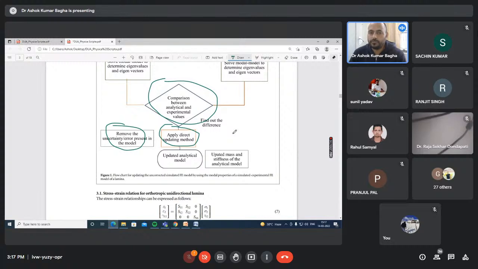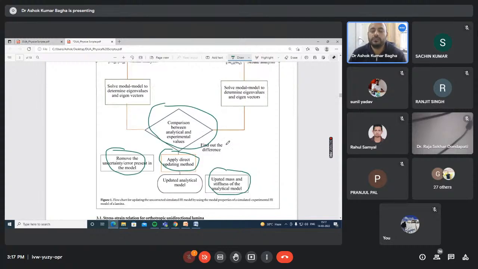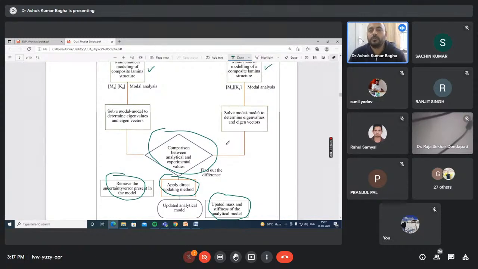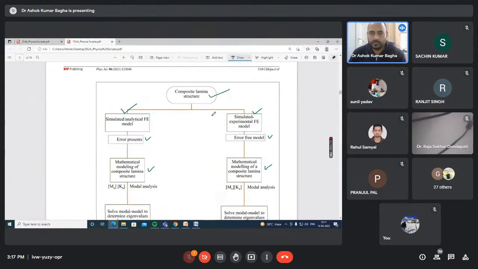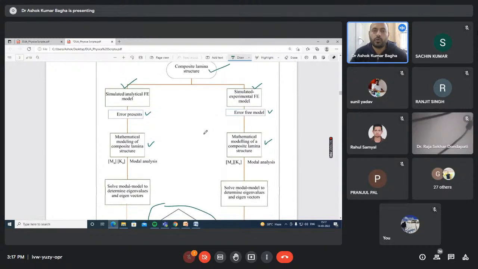So by using this method, you can update the mass matrix and the stiffness matrix of the simulated model, and then you can compare your simulated results with the experimental one. So this is also the great advantage of modal analysis, how you can use it to improve the simulated finite element model, because we are talking about FEM.